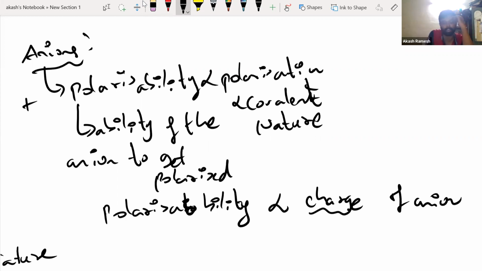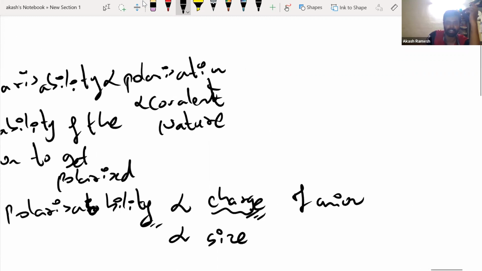So more charge means more polarizability. That's very easily understandable. More is the charge, more will be the electrons, and more will be the attraction between the electrons and the cation. That is how it will be. The next one is size. Now, size and polarizability are again directly proportional. Again, it's very easy to understand how.